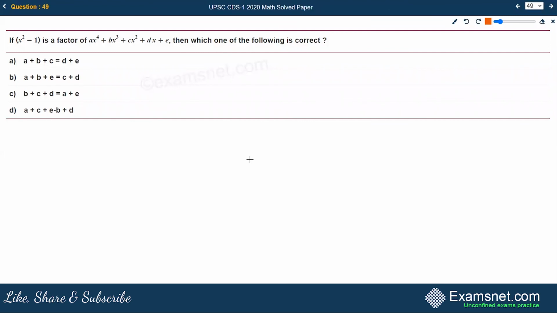In question number 49, we are given: if x square minus 1 is a factor of ax to the power 4 plus bx cube plus cx square plus dx plus e, then which one of the following is correct? So x square minus 1 is a factor. Let's find out if we can factor x square minus 1. Yes, we can write it as x plus 1 and x minus 1. This is the product of x plus 1 and x minus 1.